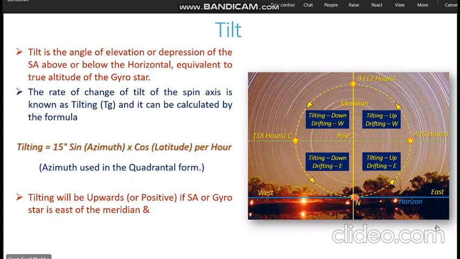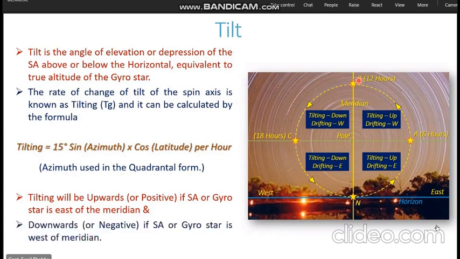We have seen in this particular diagram, whenever the gyro star is east of the meridian, the tilting is always upwards. And whenever the gyro star is west of the meridian, that is from Bravo to Charlie to November, the tilting is always downwards or negative. So tilting will be upwards or positive if spin axis or gyro star is east of the meridian, and tilting will be downwards or negative if the spin axis or gyro star is west of the meridian.